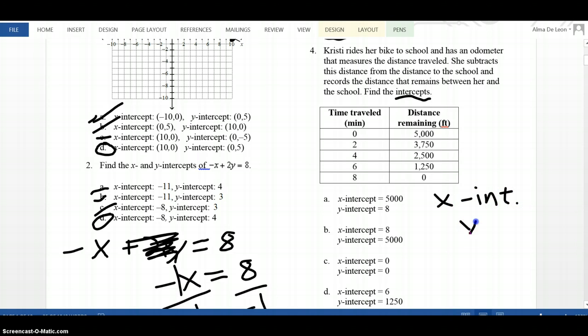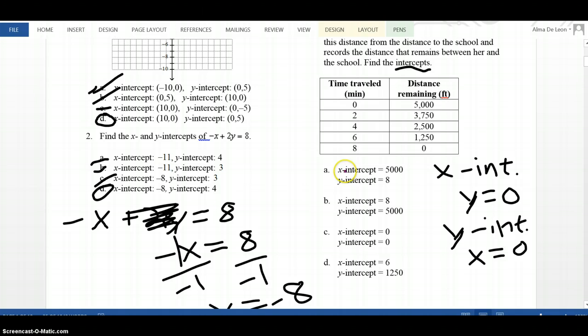Now again, a very important piece of information is, if you are looking at the x-intercept, you know that the y equals 0. And if you're looking at the y-intercept, you know that x equals 0. So I'm going to first begin by looking at my x-intercept because that's the first answer that's given in my answer choices.